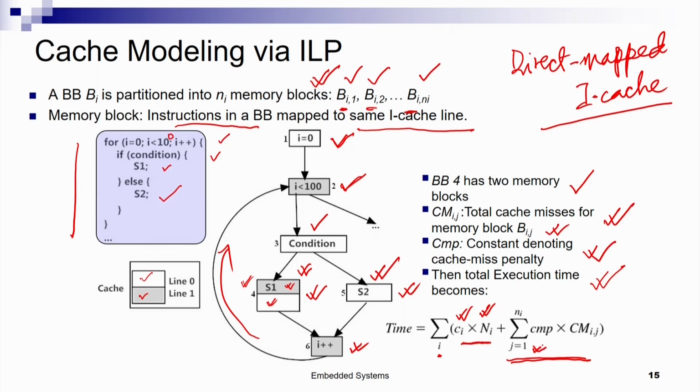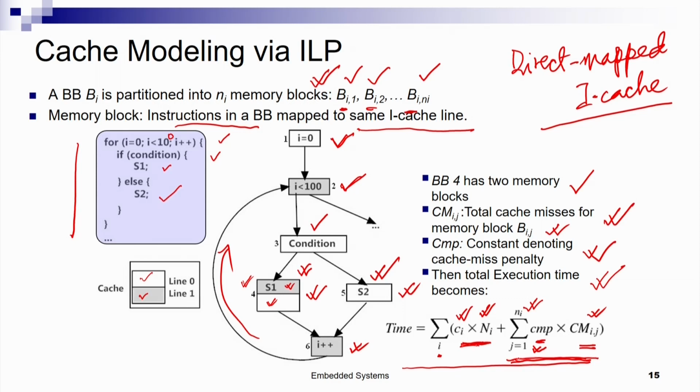So, this basic block i has Ni memory blocks, and for each such memory block, CMij is the total number of cache misses over all the times this basic block executes, and for each cache miss the overhead in terms of time is CMP. So, now the total time taken by the program will be given by this part which we have already seen, and this part due to cache misses.